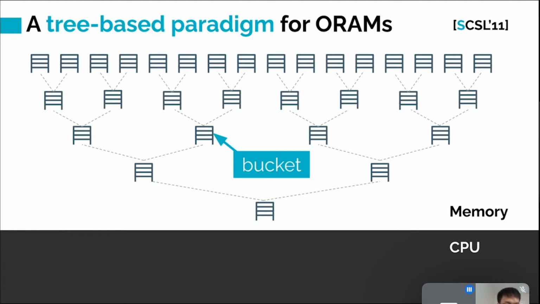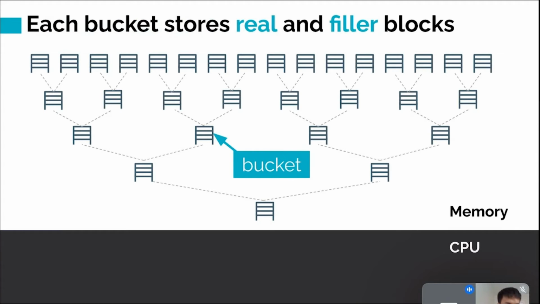So imagine we have a binary tree, and every node in the tree is called a bucket. A bucket has finite capacity. Every bucket has a fixed number of slots, and every slot will store either a real block or a filler block. The real block encodes actual data, but the filler block is just an encryption of 0. It doesn't encode any information.